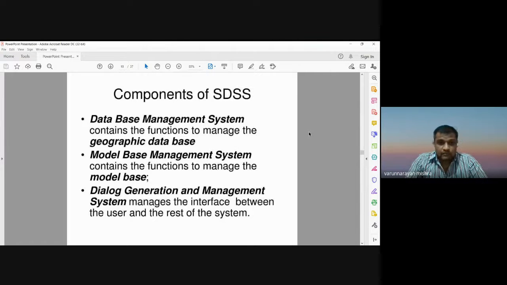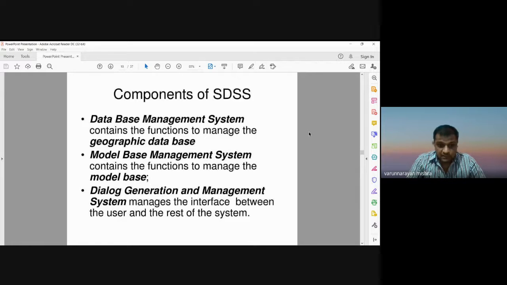These are the components of SDSS. We should start with the database management system. That database management system, or DBMS, contains multiple functions to manage the geographical database. First, we need to collect all the geographical data sets available for solving any problem. That can be done by the database management system.